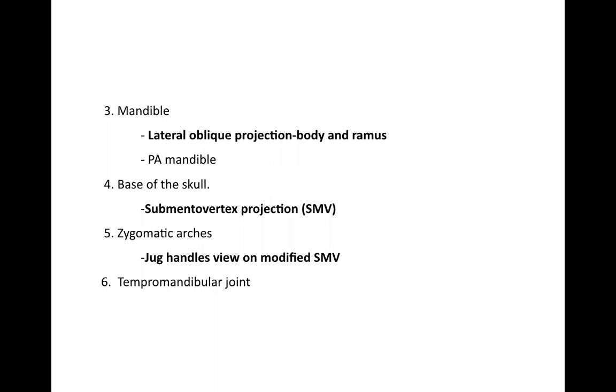For base of skull, we have submental vertex projection, that is SMV. There is one more modification of SMV, that is jug handle view, and it is with less exposure. So we'll see what is the difference between exposure parameters, appearance and indication later. And next is temporomandibular joint. I have not covered temporomandibular joint radiography here, because it will be covered separately in a TMJ topic. But still, if you want, we can cover it in the next part. It needs another lecture of at least 15 minutes on TMJ radiography, which is not possible for me to include here. So if you want, please let me know later.